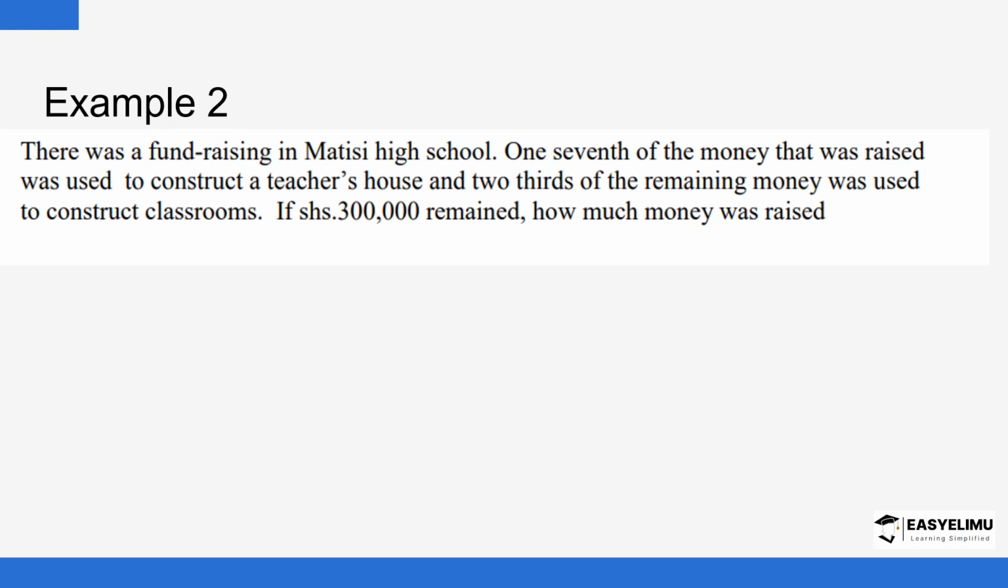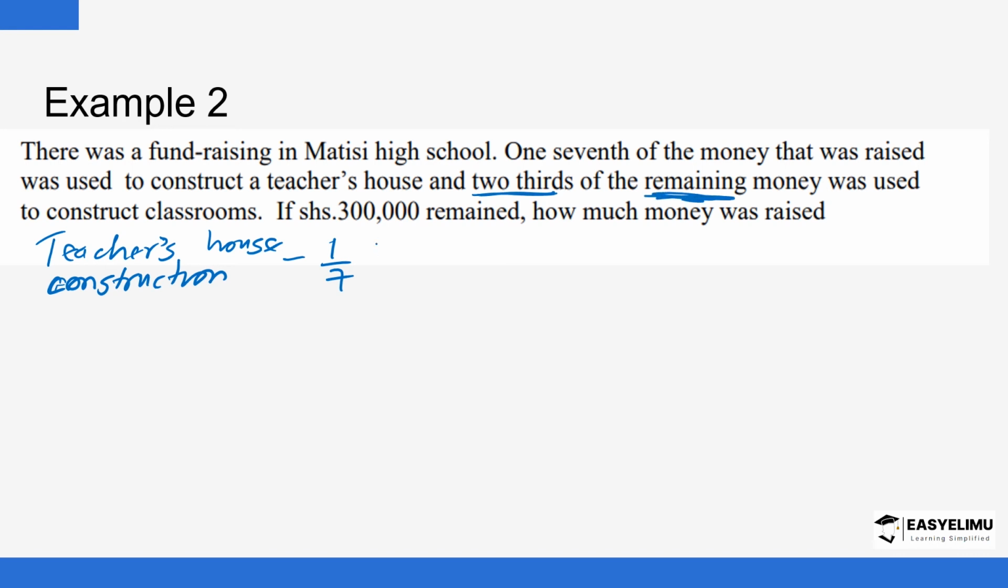That was raised was used to construct teacher's house. So you start with that. So teacher's house construction. So this is 1/7, and then we have 2/3 of the remaining amount. So we have 2/3, then remaining amount.